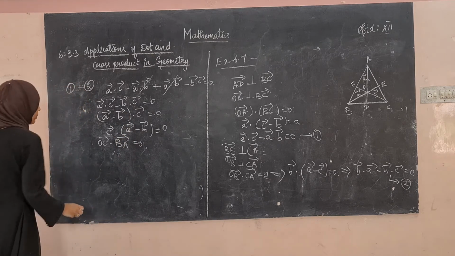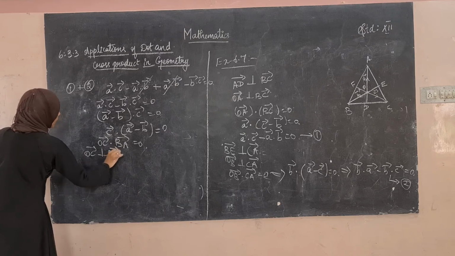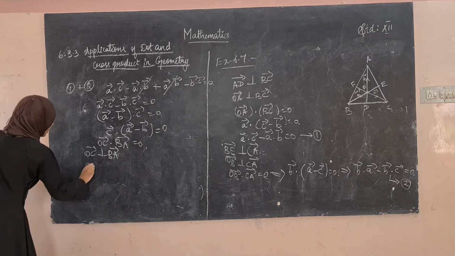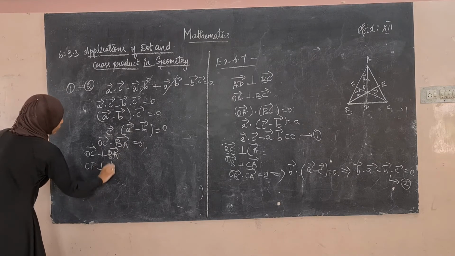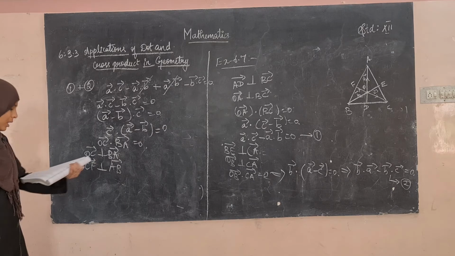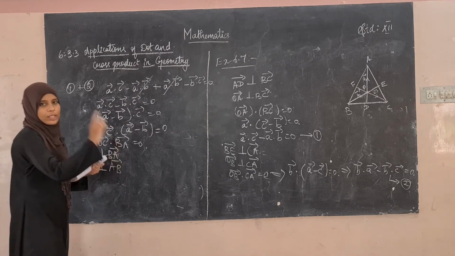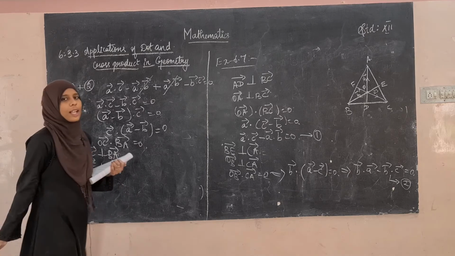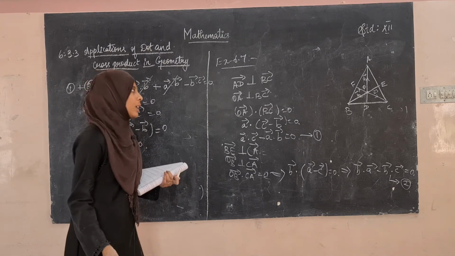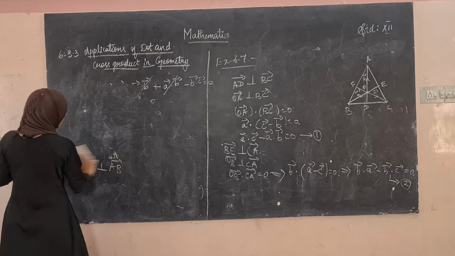So that means OC vector is perpendicular to BA vector. Since OC vector is perpendicular, we know that CF is perpendicular to AB vector. Since it is perpendicular, we can say that all the altitudes meet at the point O. You have to complete like this. All the altitudes meet at the point O. Hence all the altitudes are concurrent. Okay. Now let us see example 6.8.